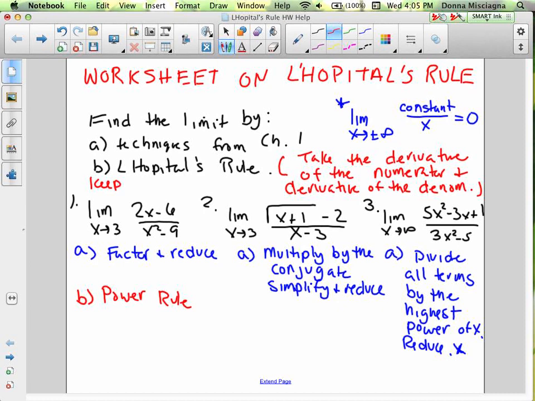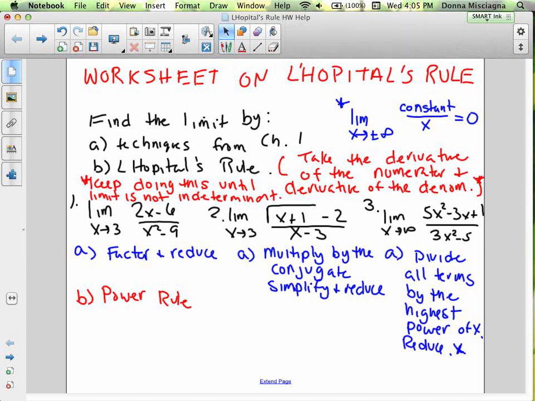So I'm going to continue what I'm writing over here. Keep doing this until the limit is not indeterminate anymore. There. All right, so on B, you can use the power rule. And once it's no longer indeterminate, then you'll substitute 3 to find the limit.